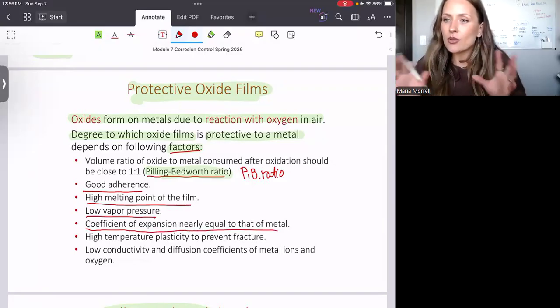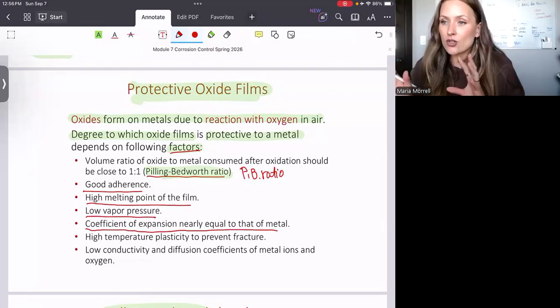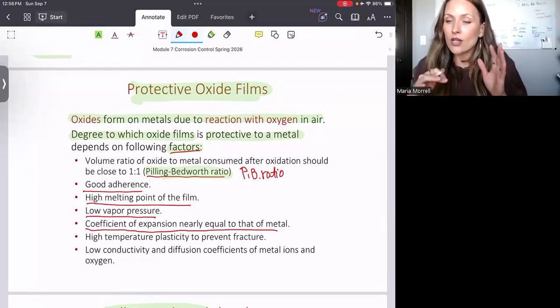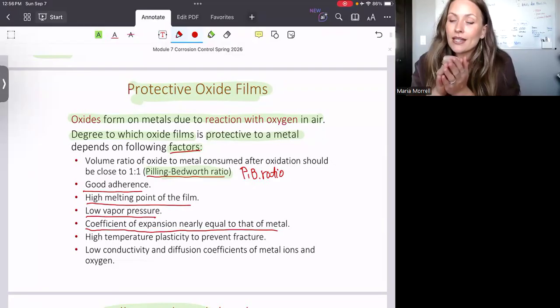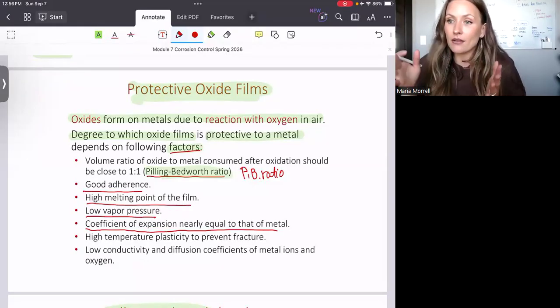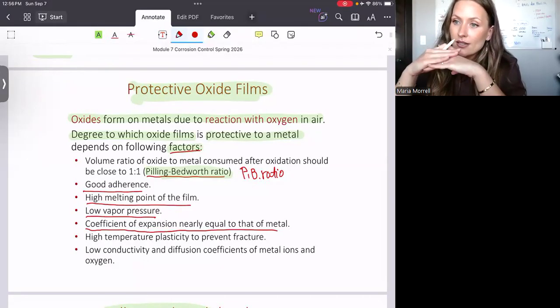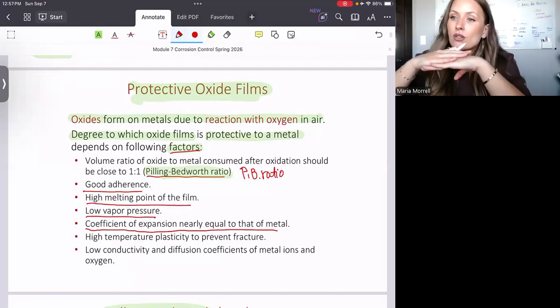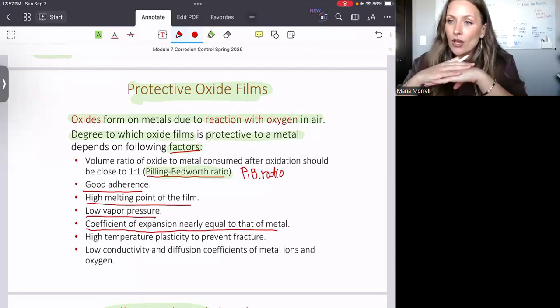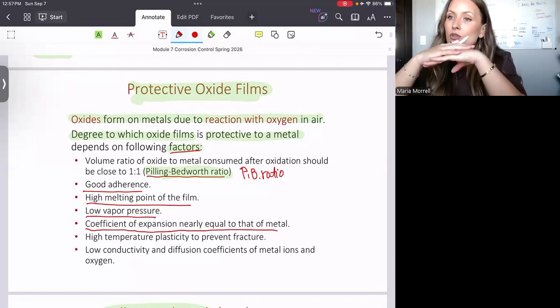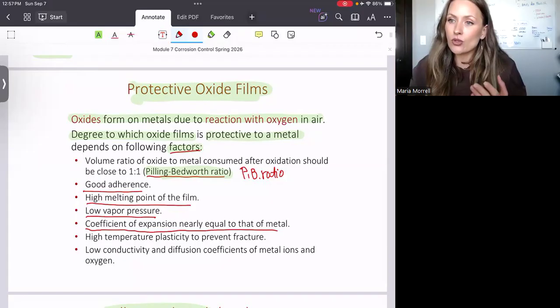Whenever the temperature of the environment changes, whether it goes up or down, your metal can either shrink or expand. And whenever you have a layered system, a metal with a coating on top of it, you want these two to act the same way. You want them to expand as one and shrink as one. And why would you want to do that?